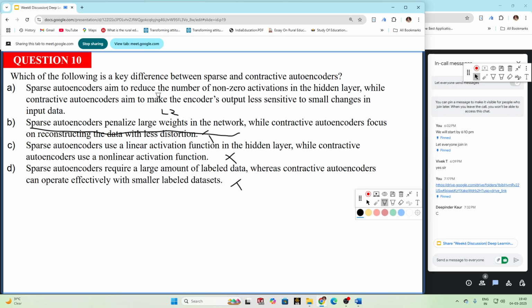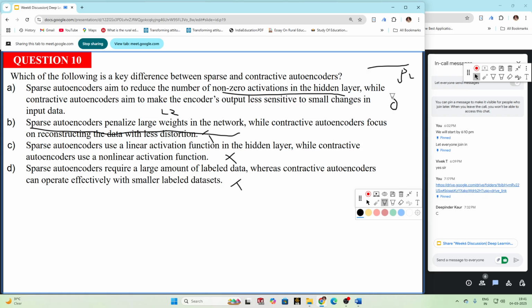So option A is the correct answer. Sparse autoencoder aims to reduce the number of non-zero activations in the hidden layer, because we are setting the value of rho such that its value is very close to 0. While contractive autoencoder aims to make the encoder output less sensitive to small change in input data.